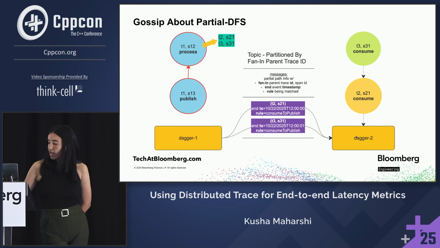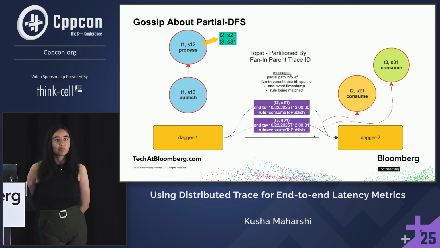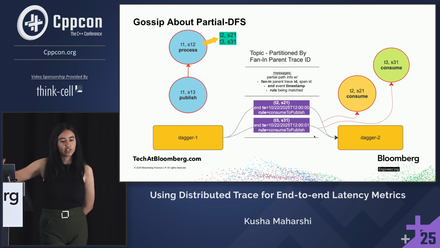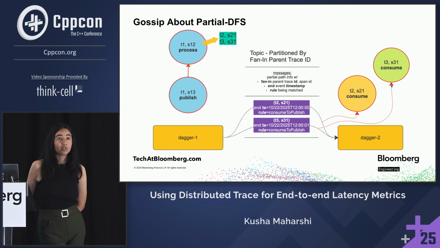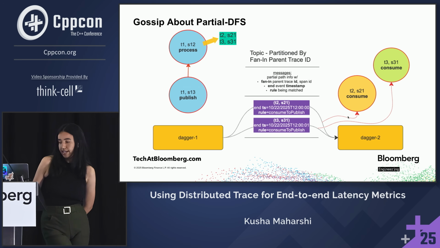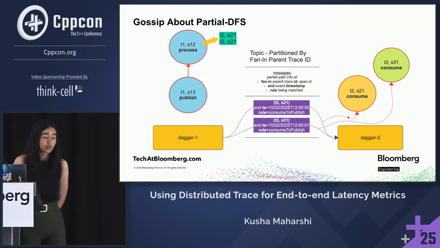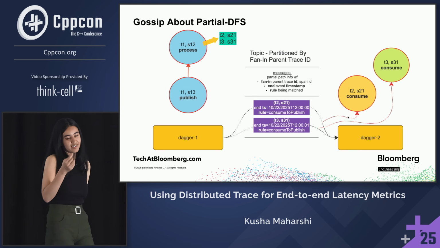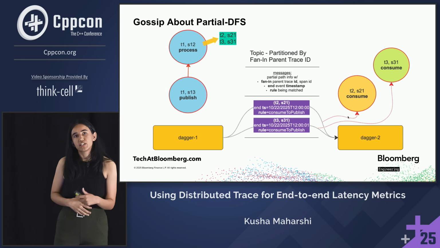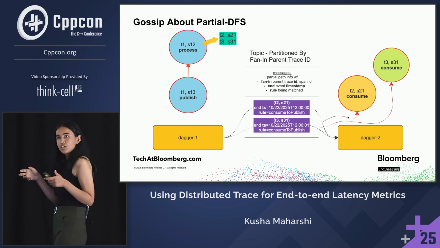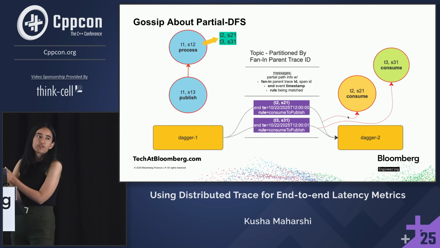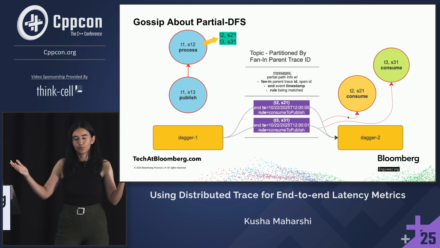And then Dagger 2 is able to complete that handed off partial DFS by matching the consume spans in trace 2 and trace 3 that it has access to. And so to summarize that, what I'm trying to say is that anytime you run into a fan-in situation, we are just handing that off to the relevant Dagger to handle.